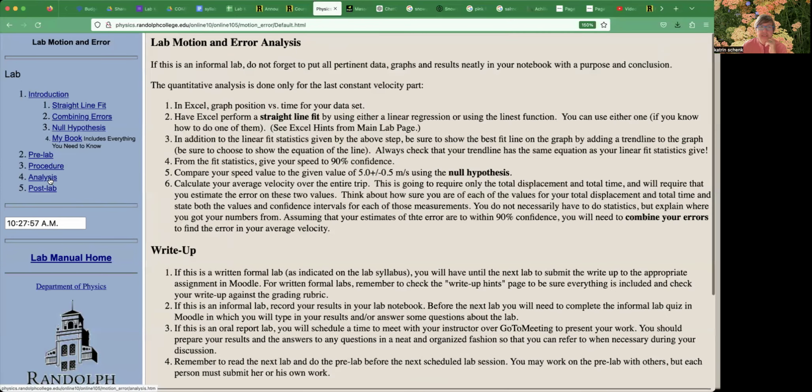Okay. And then don't forget there's an analysis tab that tells you exactly what to do, right? And this write-up stuff here is the same in every lab manual. It'll say if it's a written lab, what you do, if it's an informal lab, right? This informal lab quiz, etc. So this will be the same for every lab, this section. So as you go through, you'll know a little better how to do each of those kinds of reports.